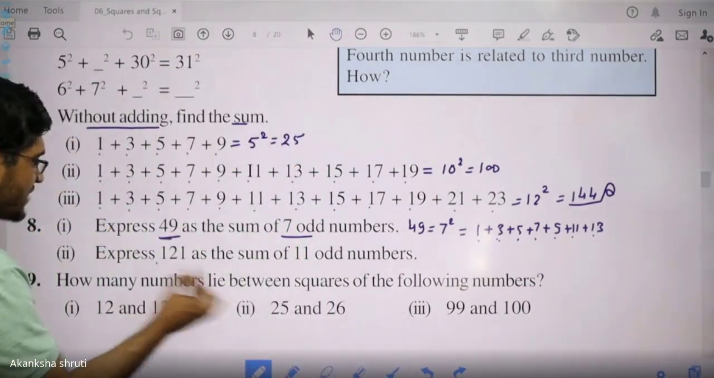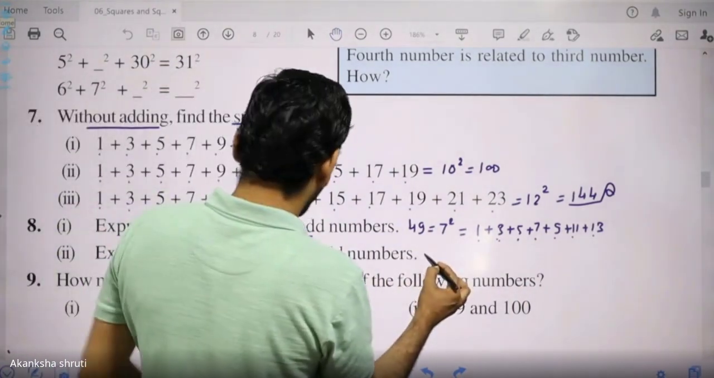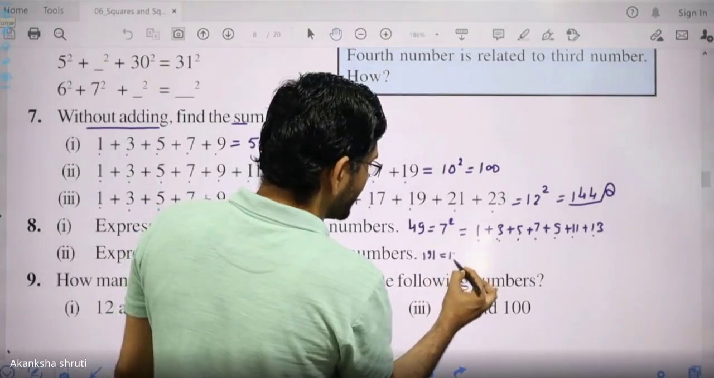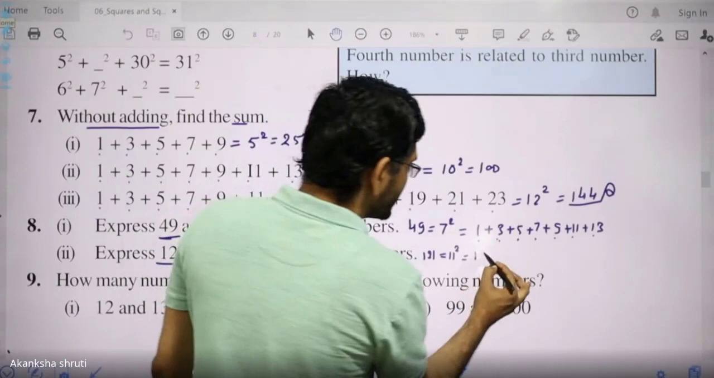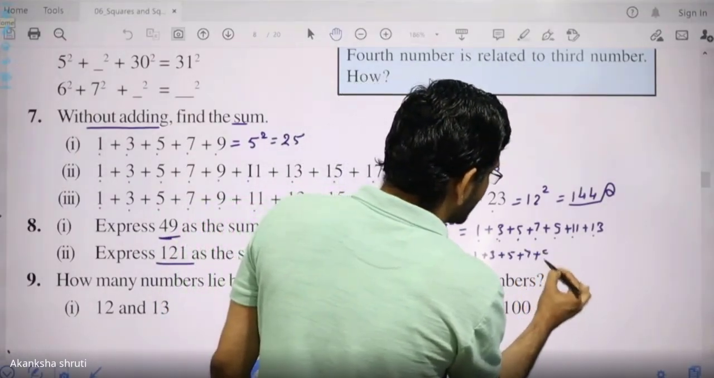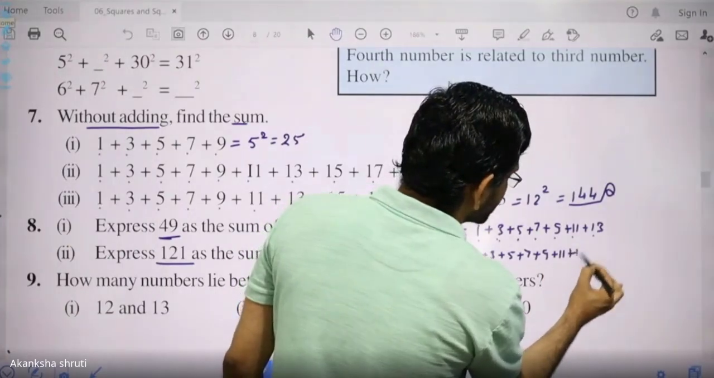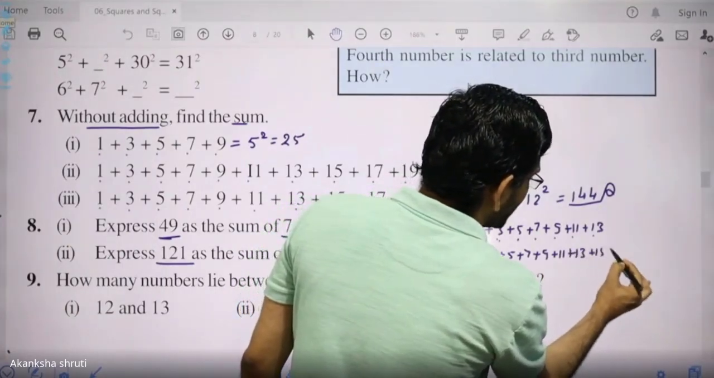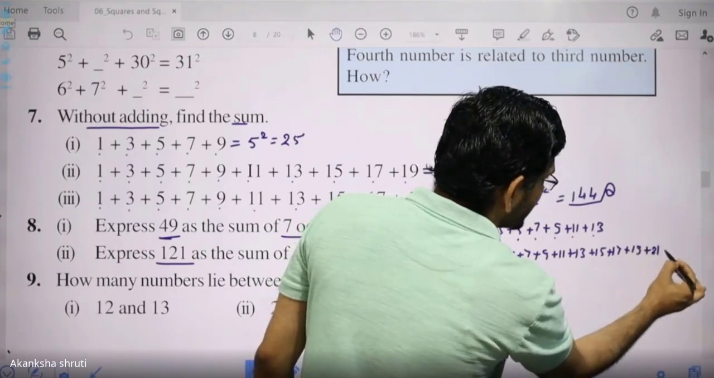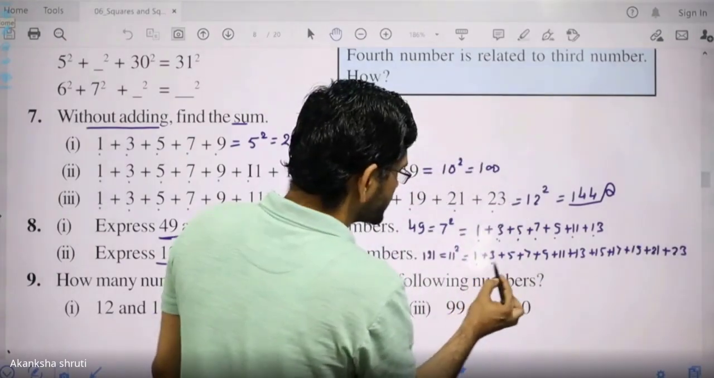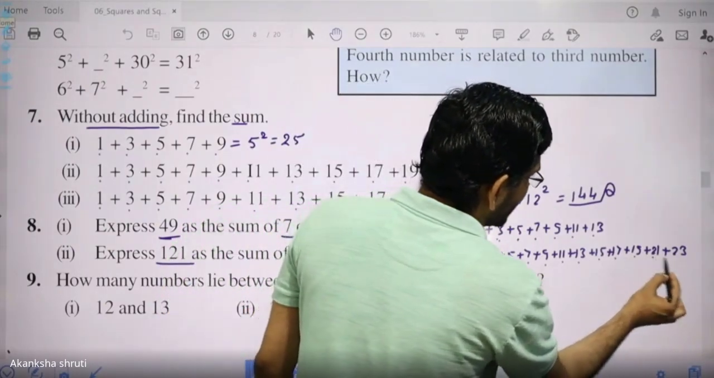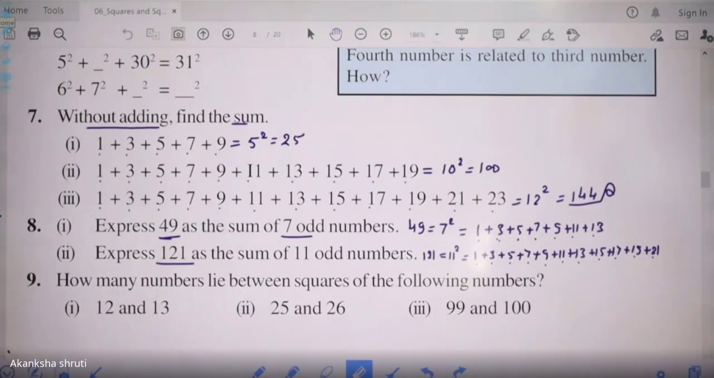Students, write 121 as the sum of 11 odd numbers. 121 is 11 square. It can be written as 1 plus 3 plus 5 plus 7 plus 9 plus 11 plus 13 plus 15 plus 17 plus 19 plus 21. Let us count it: 1, 2, 3, 4, 5, 6, 7, 8, 9, 10, 11. This way question number 8 is finished.